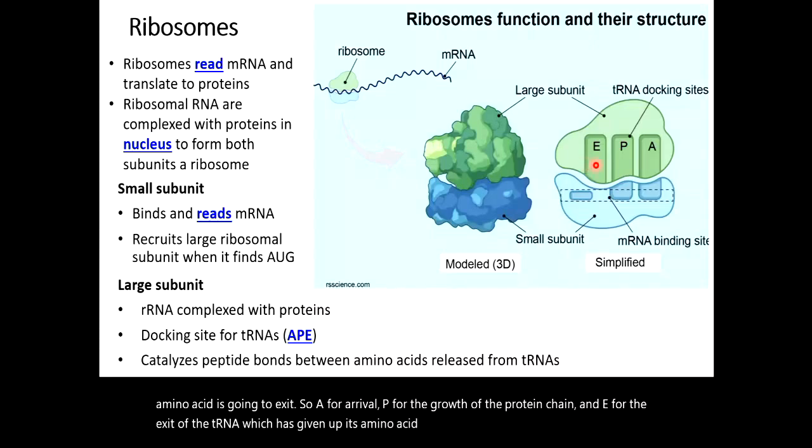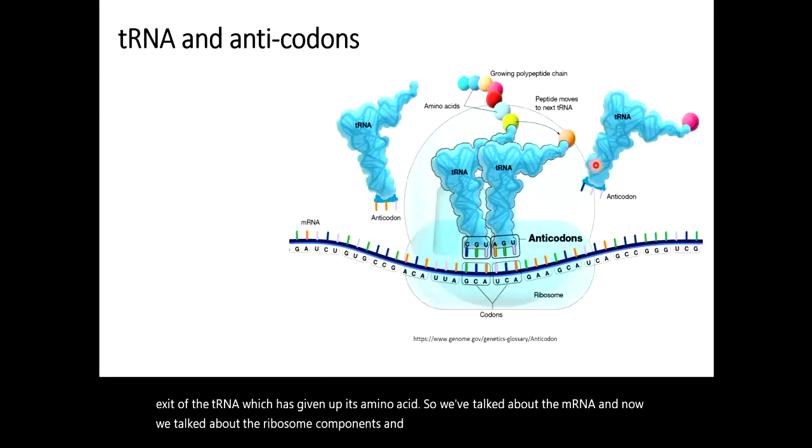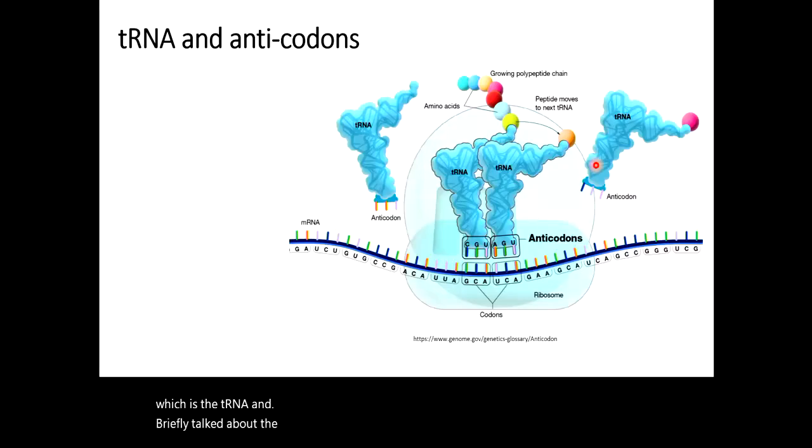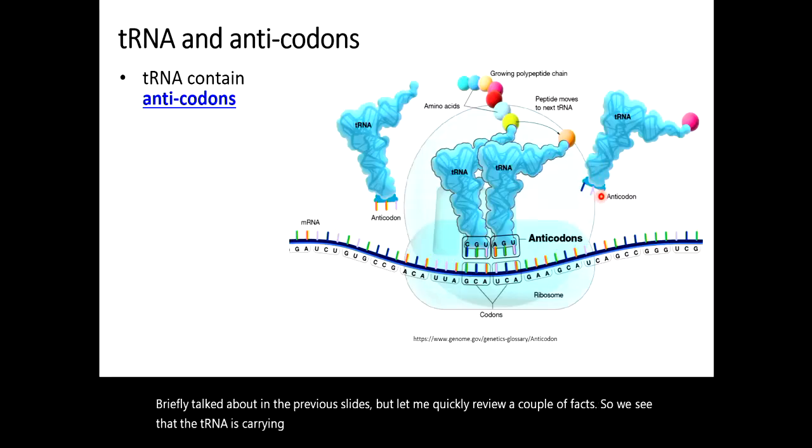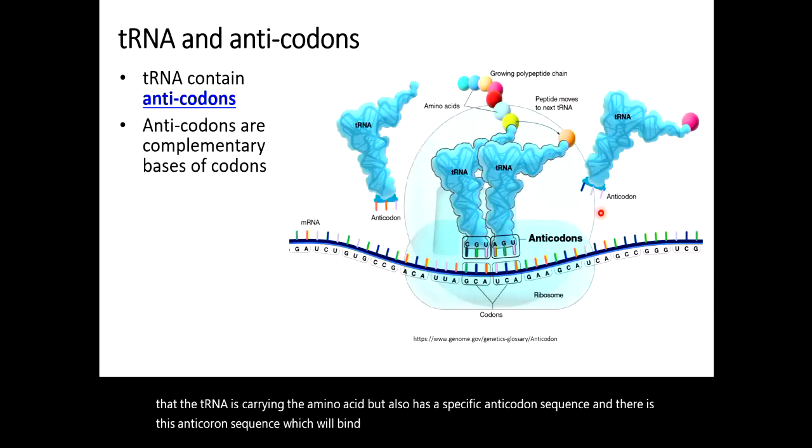So we've talked about the mRNA, and the ribosome components, and now we're going to move on to the third player, which is the tRNA. We already briefly talked about the tRNA in the previous slides, but let me quickly review a couple of facts. We see that the tRNA is carrying the amino acid, but it also has a specific anticodon sequence, and it is this anticodon sequence which will bind to the codon sequence because of complementary bases.